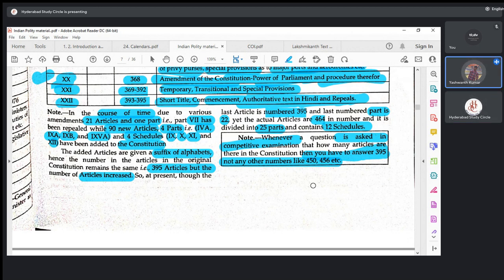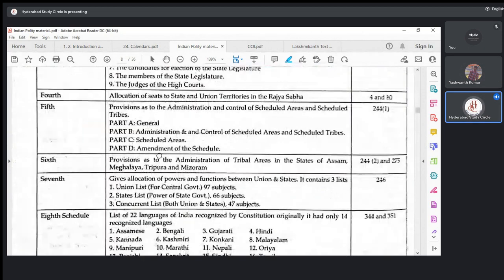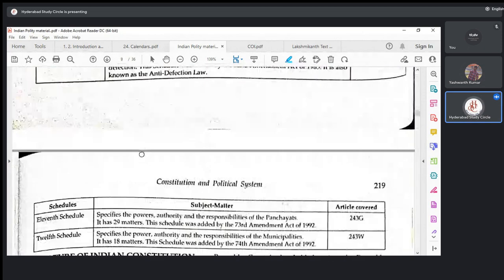How many schedules are there? Originally there were 8 schedules. Today we have 12 schedules. In the next class, if we have class tomorrow, we will complete the schedules also.